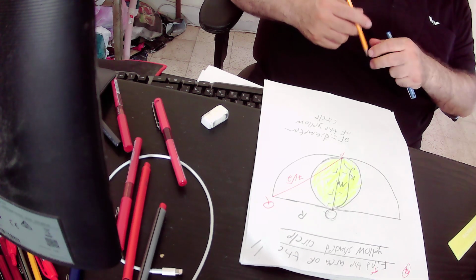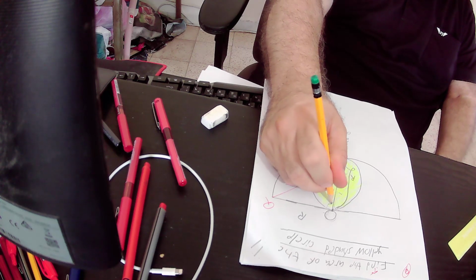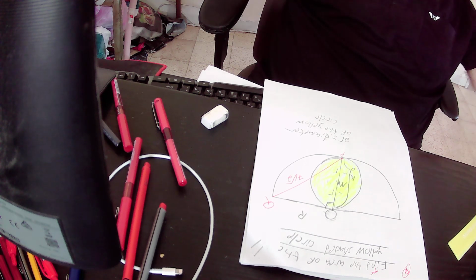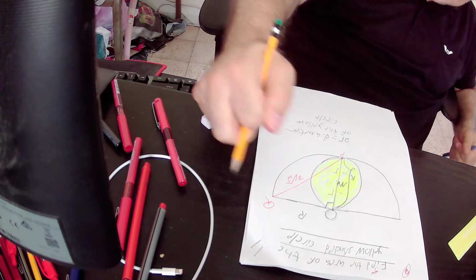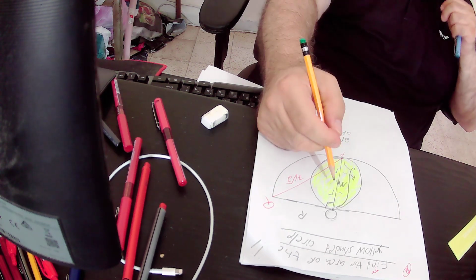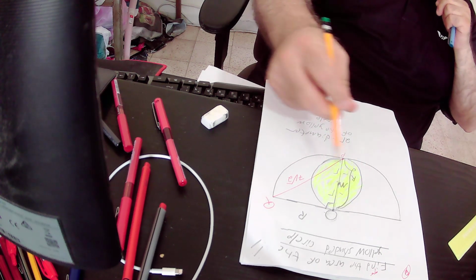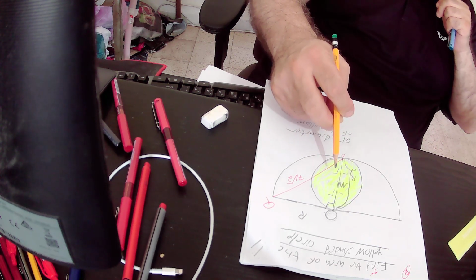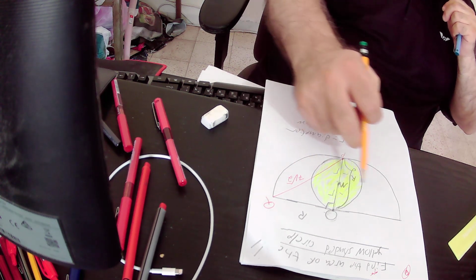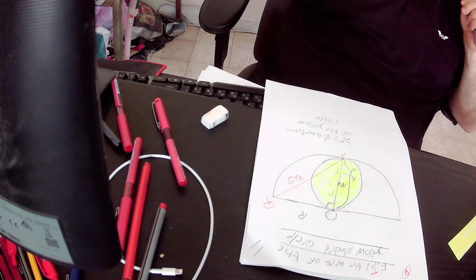For that reason, angle POQ will be equal to 90 degrees, because in any circle, the radius and the tangent to that radius are perpendicular to each other. So MO is the radius of the yellow circle and QO is the tangent to that radius. For that reason, MO, the radius, is perpendicular to the tangent. That is to say, angle POQ equals 90 degrees.